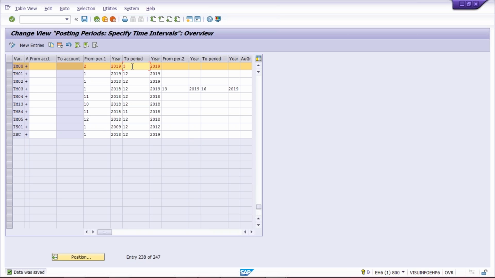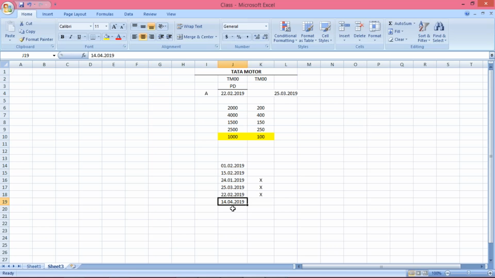System will throw an error that this posting is not possible. Then you will realize, oh my god, I was making a mistake. I was supposed to give 03, so you are going to give 03, isn't it? And even by mistake, if you enter February month or any other month, system will not allow. So this kind of mistake also cannot be done.